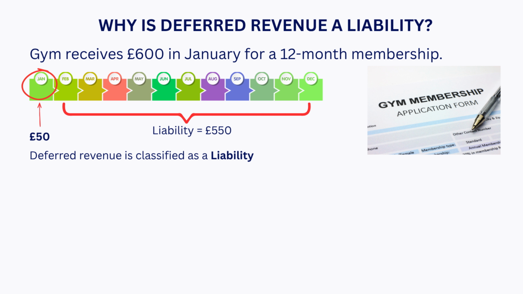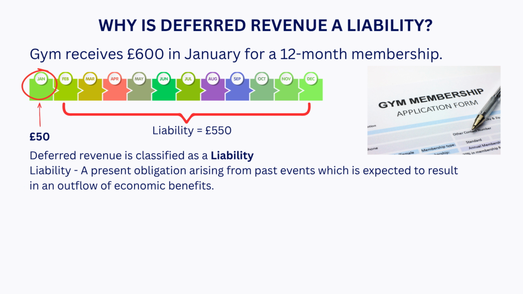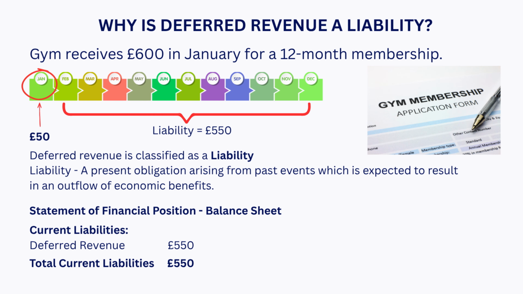In accounting terms, a liability is a present obligation arising from past events which is expected to result in an outflow of economic benefits. The gym has an obligation. Until that obligation is fulfilled, the unearned amount remains a liability. This liability appears in the statement of financial position.